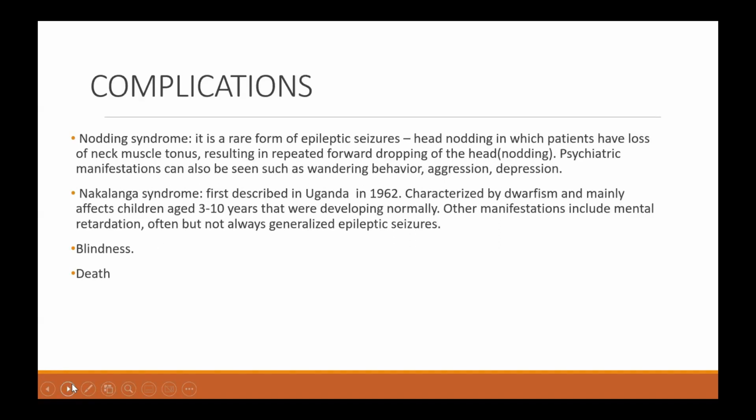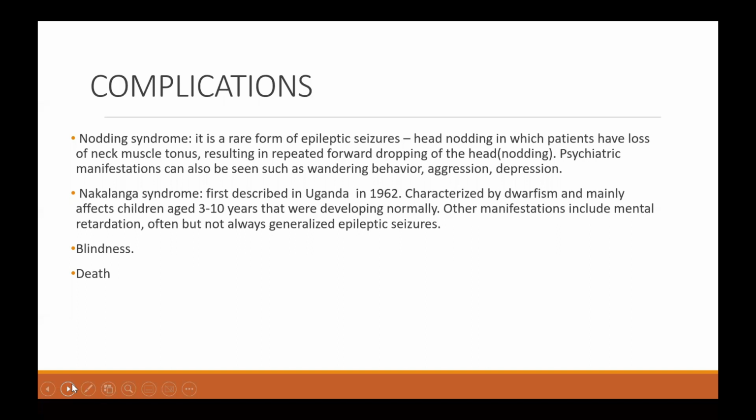So these are some long-term complications that are not so common, but can occur with onchocerciasis. Nodding syndrome, which is a rare form of epileptic seizures characterized by nodding of the head, followed by some form of dropping, as the head just keeps nodding and dropping. And such people can also have some psychiatric manifestations like wandering behavior, aggression, and depression.